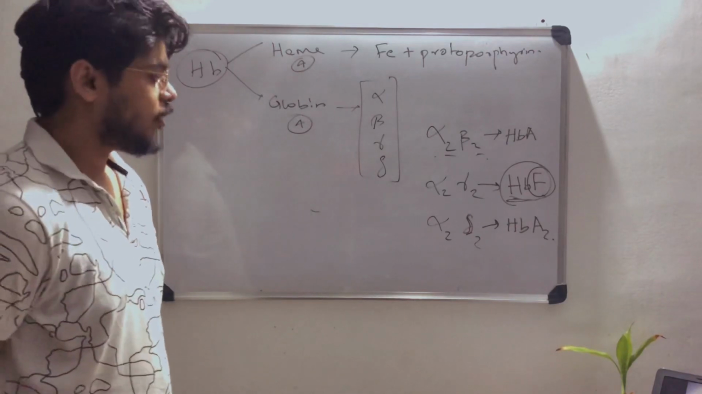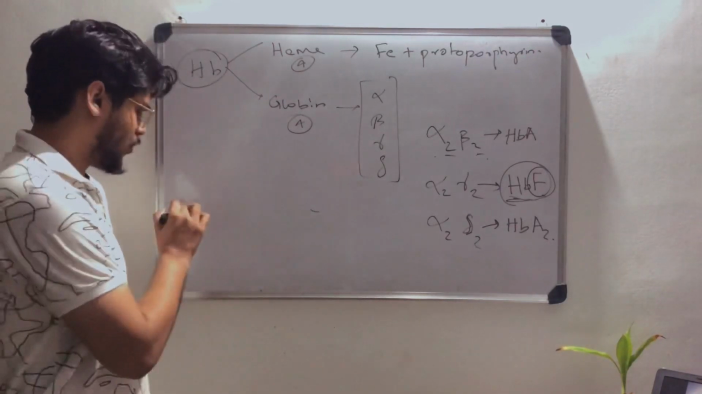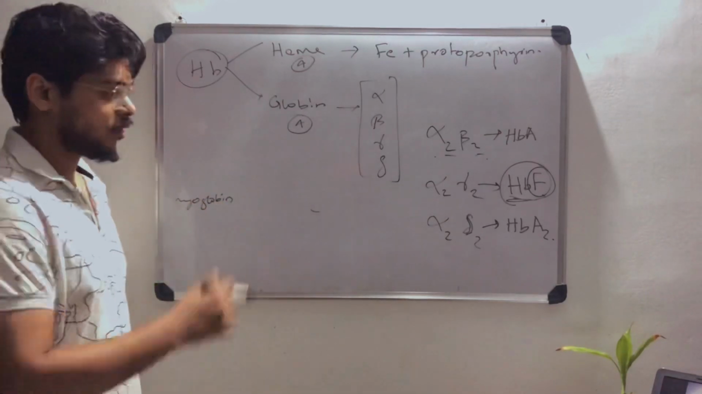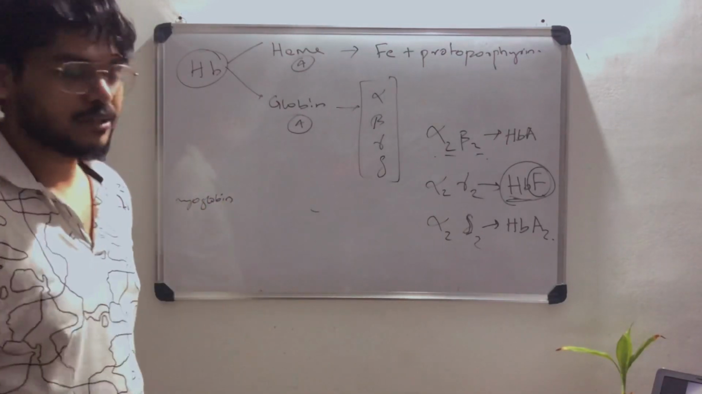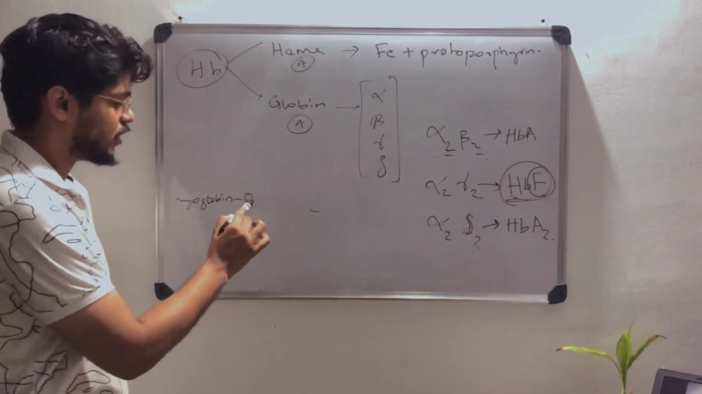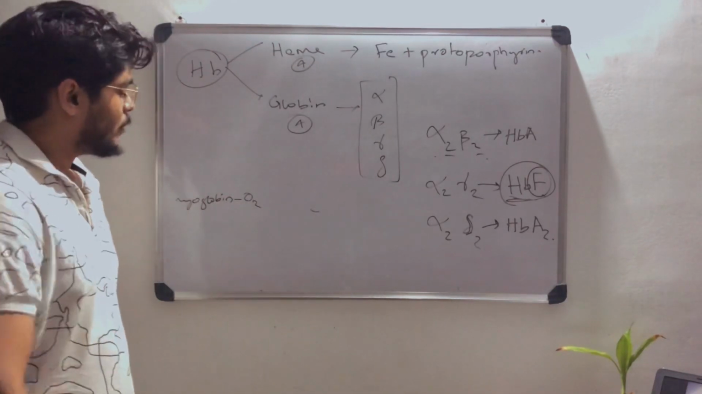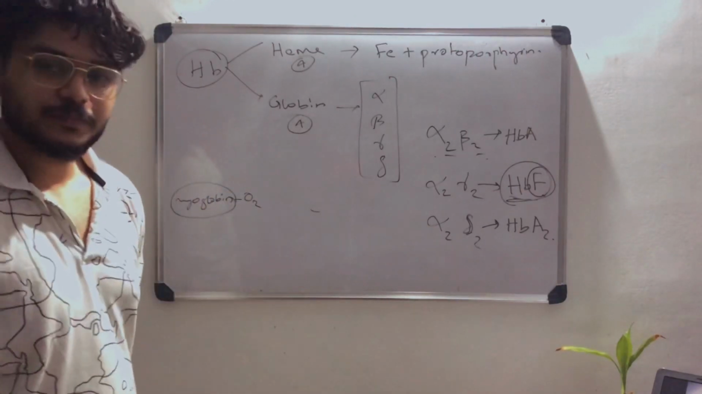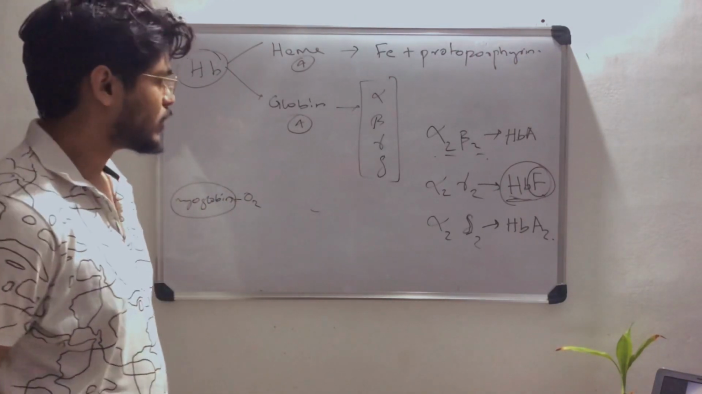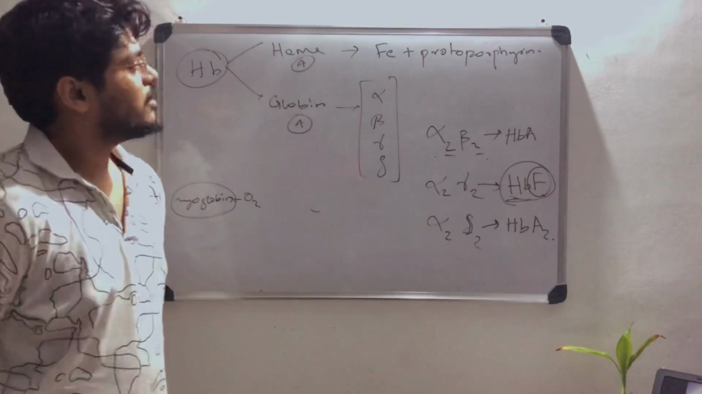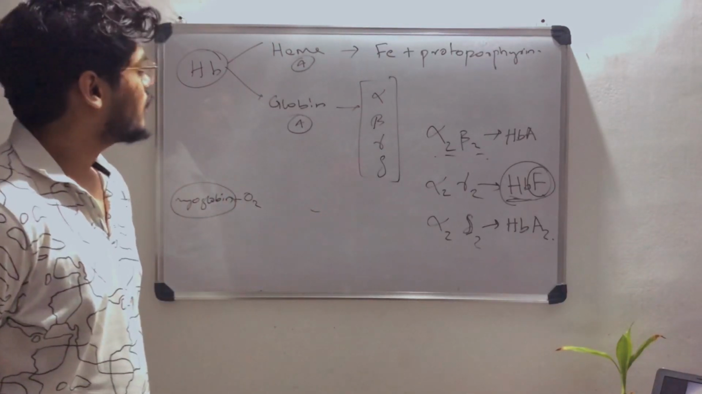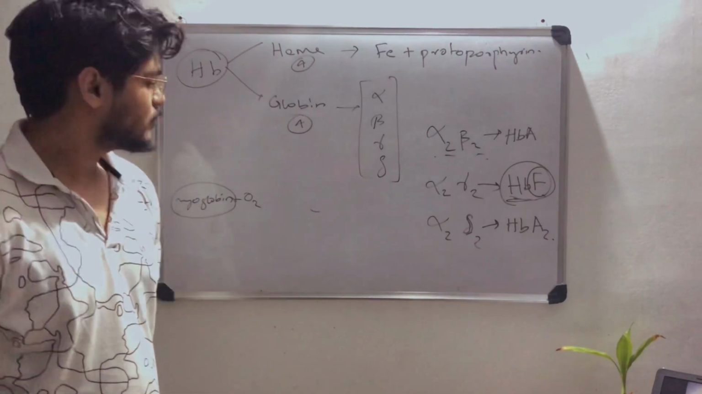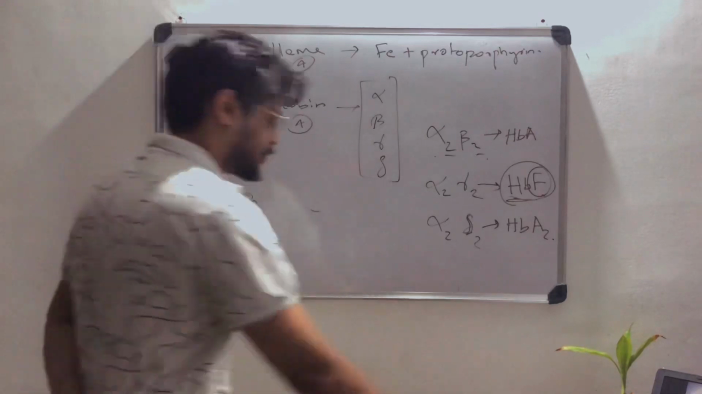Understood? Also, we need to know about myoglobin. We know that myoglobin binds with oxygen, but not like hemoglobin, it binds with only one oxygen. But the thing is that myoglobin has more affinity towards oxygen than hemoglobin. Understood? I hope you understand. So these are the important stuff about hemoglobin. Now we have to learn about the hemoglobin dissociation curve. So let's check into that.